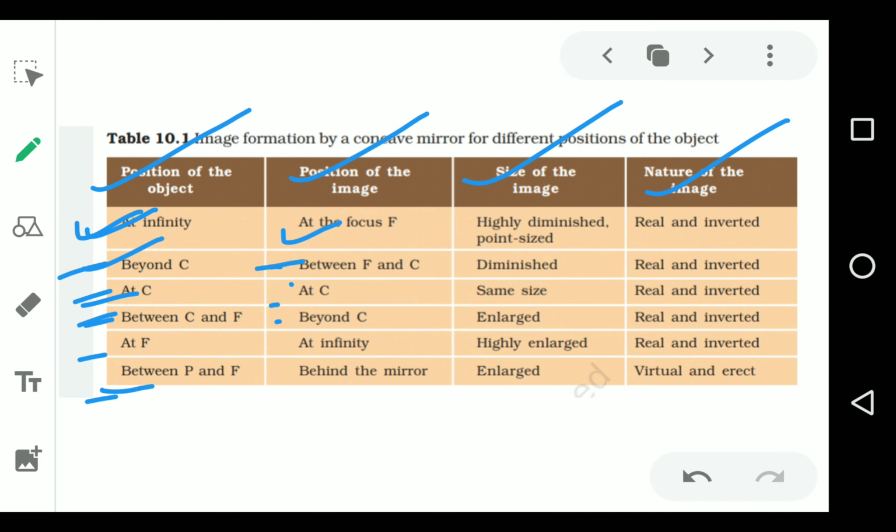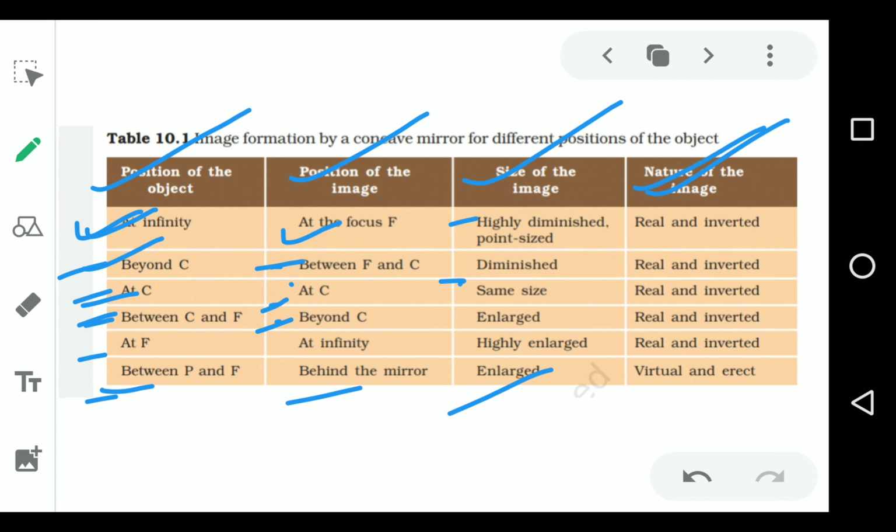Second one is between F and C, then at C, then beyond C, and finally behind the mirror. Okay, and the image is also easy to remember. First it will be very point-sized, highly diminished, and later on the image size will increase. So behind the mirror this will be a very enlarged image. At C it is the same size image, and after that it will start increasing the size of the image.